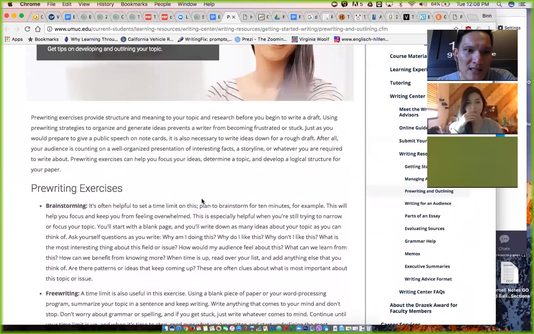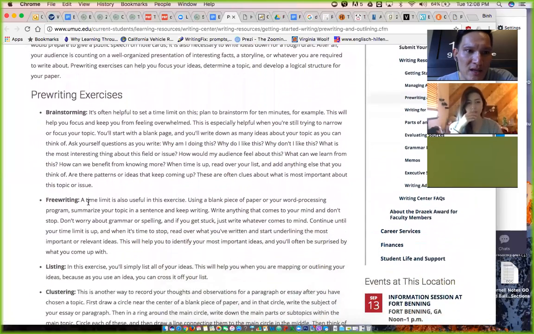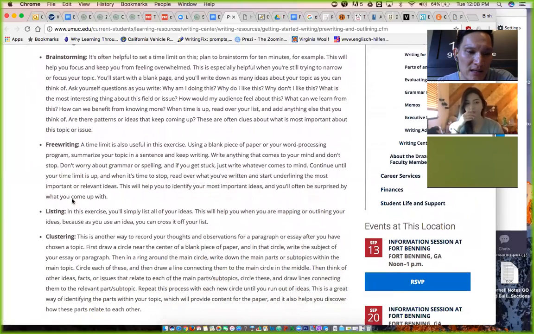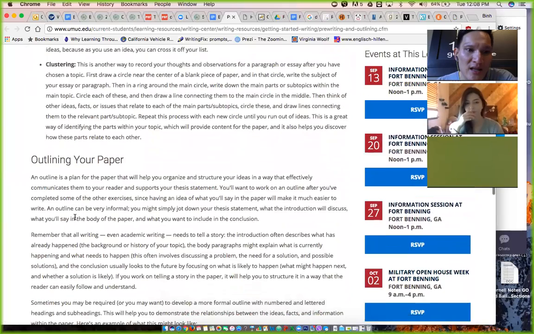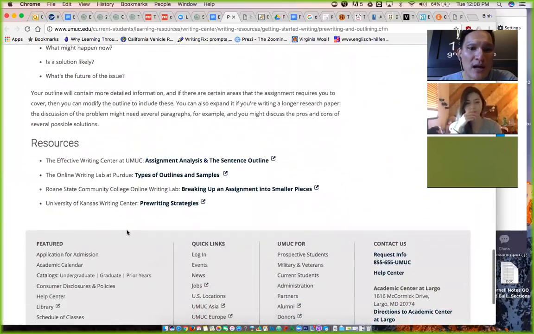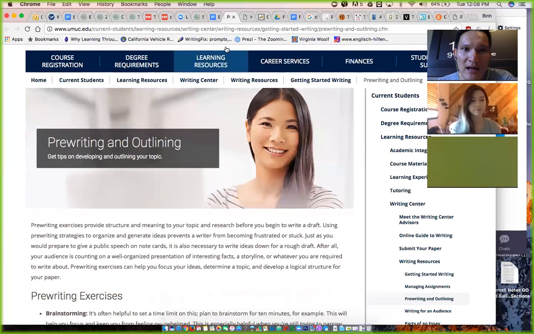The next thing I'm going to talk about is the journals, but I want to give you a heads up that you need to review prewriting options here. You have brainstorming, prewriting, listing, clustering, and then you have outlining your paper. So go ahead and take a look at this resource. If you need a reminder of how to write an outline, you should have been taught how to do these in the previous classes. If you have a problem with that, let me know.